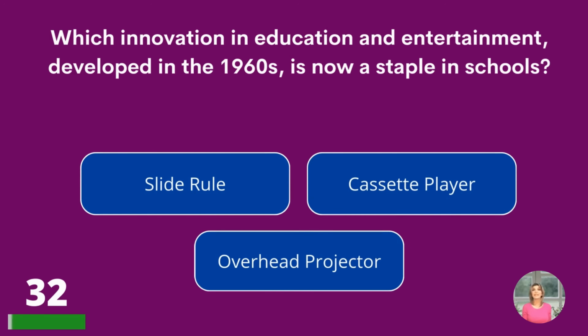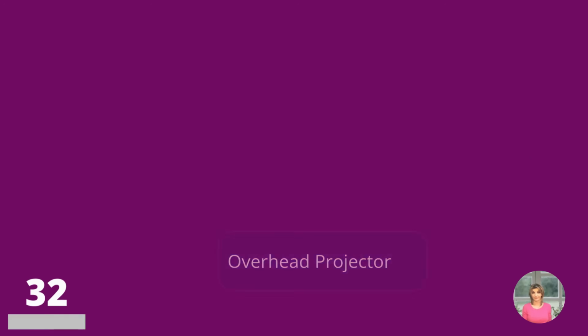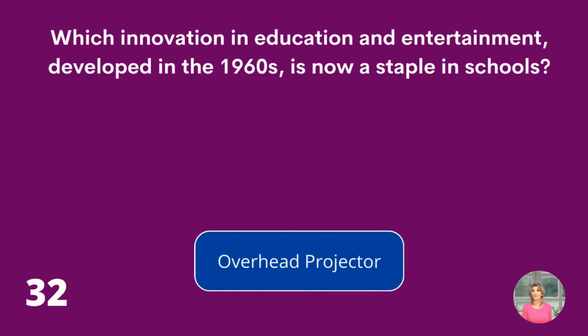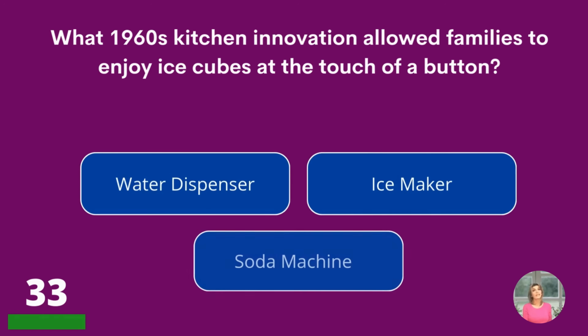Which innovation in education and entertainment developed in the 60s is now a staple in schools? Slide rule, cassette player, or the overhead projector? The overhead projector. What 1960s kitchen innovation allowed families to enjoy ice cubes at the touch of a button? Water dispenser, ice maker, or the soda machine?